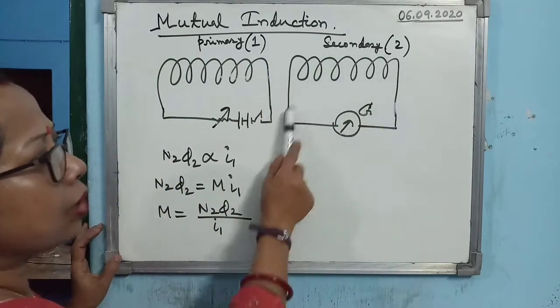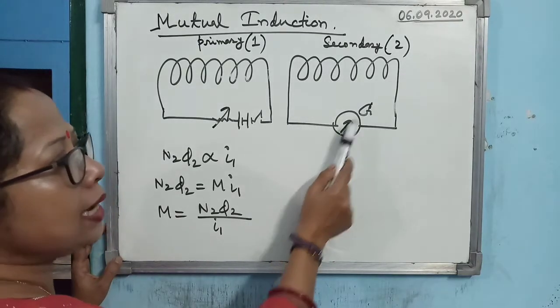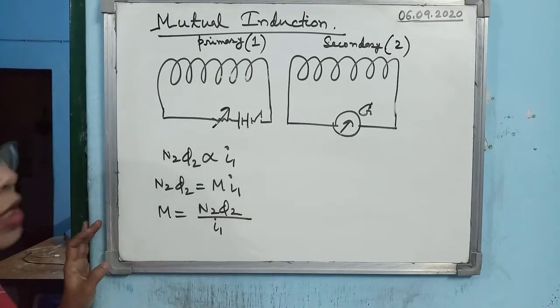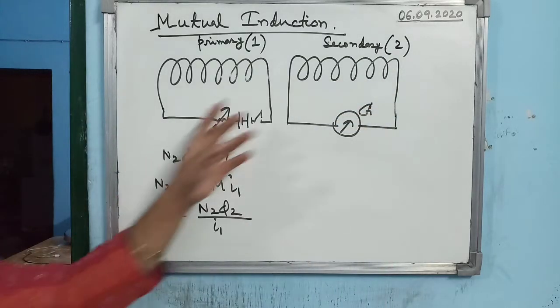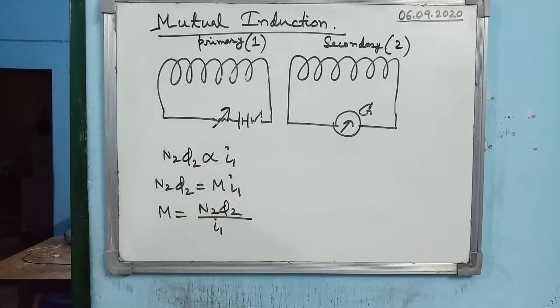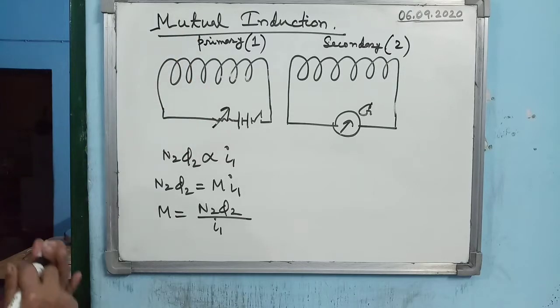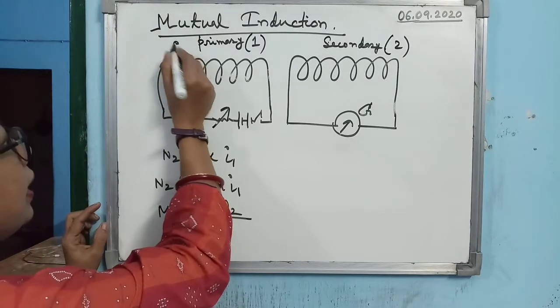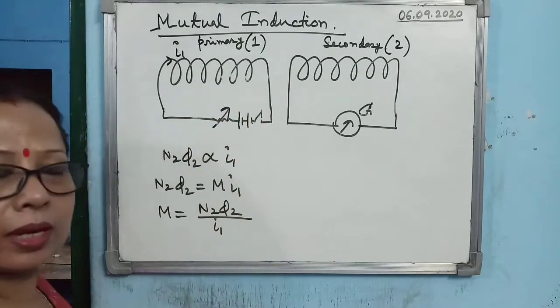Now in the second coil, no source of current is attached, only a galvanometer is connected. This is known as the secondary coil, and let us term it as 2. Now in this case, you see what you can write. Whenever a current I1 passes through the primary, a magnetic field will be produced surrounding it.